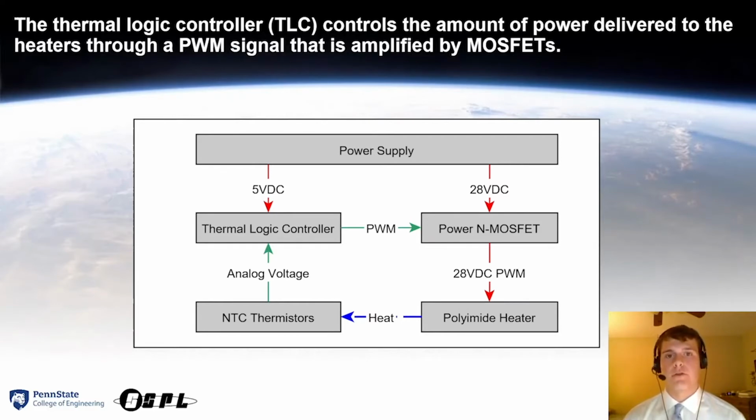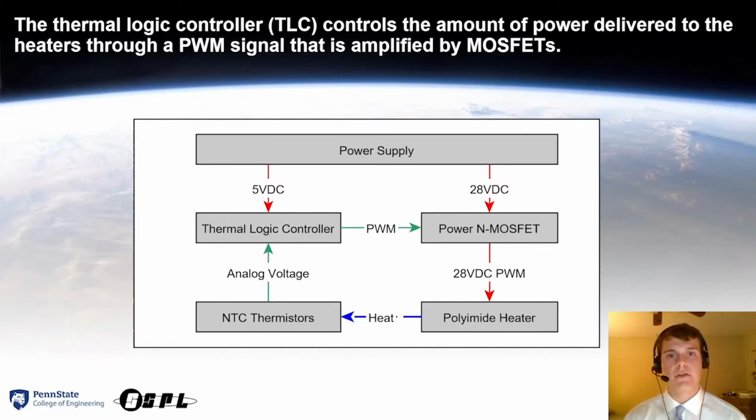In order to keep the payload at an operable temperature, Oasis uses a smaller microcontroller, known as the thermal logic controller, to determine the amount of heat that is delivered through the heaters. The thermal logic controller is a smaller powered device, so it doesn't have enough power to drive the heaters alone. Instead, we amplify the PWM signal from the thermal logic controller through N MOSFETs, which amplify the signal up to 28 volts, which is enough to power the heaters.